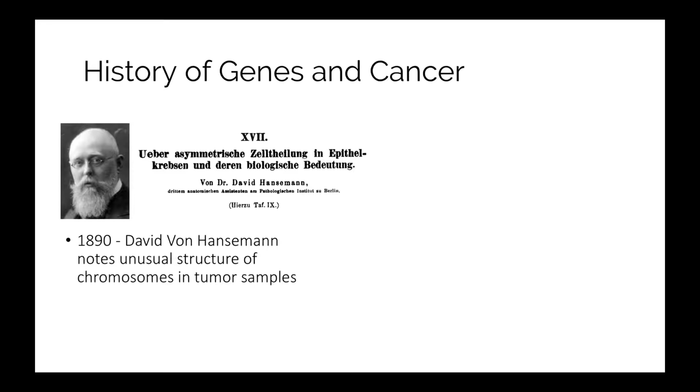ago in 1890. In that year, David von Hansemann, a German pathologist, detailed the mitotic structures of 13 different carcinoma samples. And he noted that every one of them contained aberrant characteristics, like unequal distribution of chromosomes during the anaphase of mitosis. At the time, this discovery was largely ignored and wouldn't be picked up for another decade.